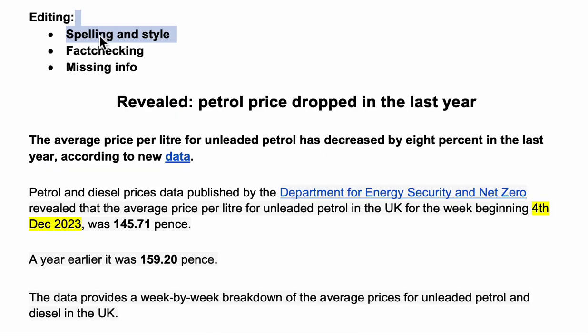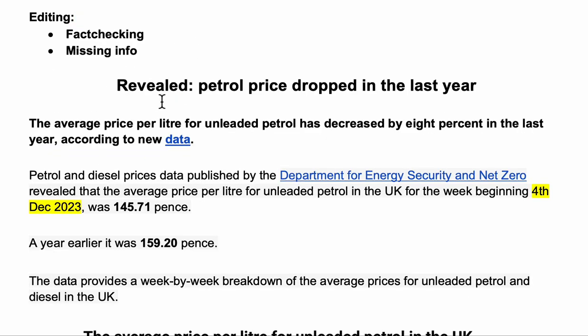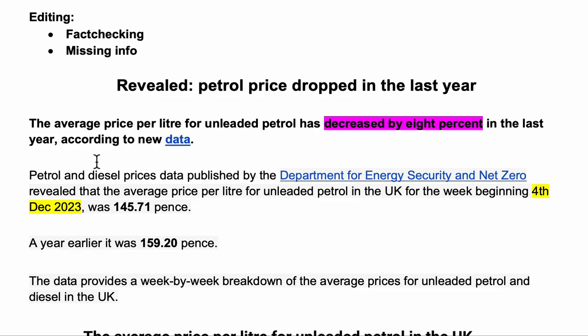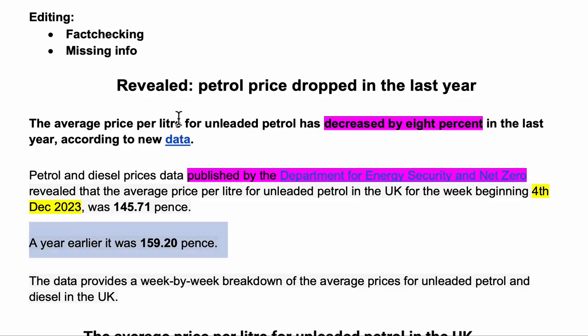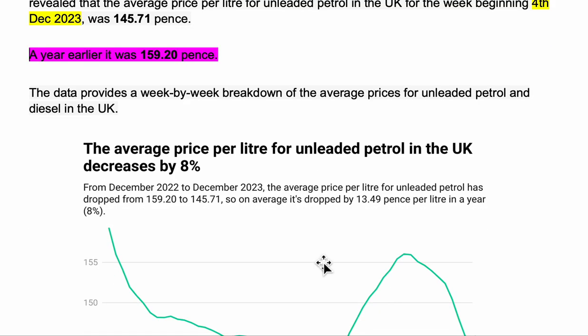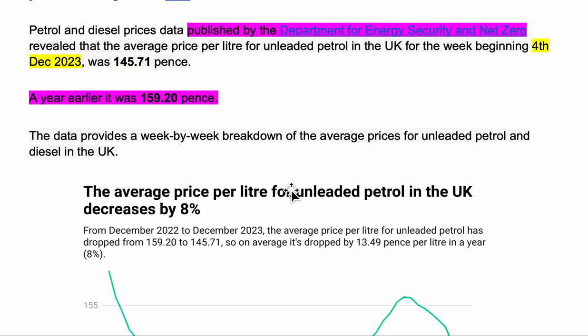Fact checking is what comes next. So what facts are in there? Have we checked them? We'd have a look at this data and say, can we check it's decreased by 8%? That's one fact that we need to check. Is it published by this organisation? We need to check that. Is it this date range? Was it this price a year earlier? And we'd need to check the chart as well.